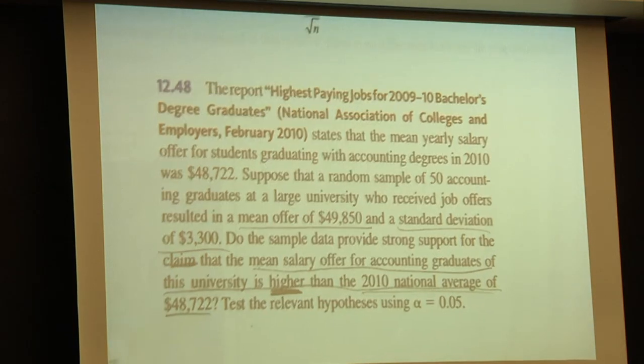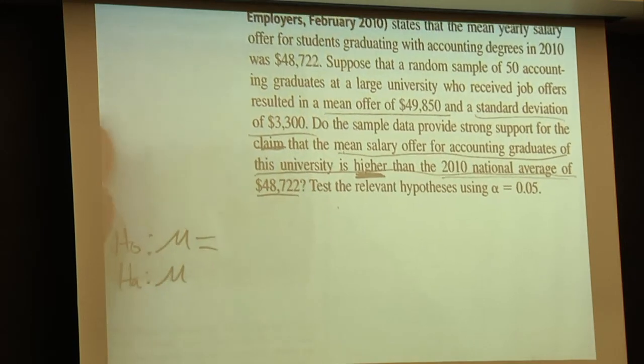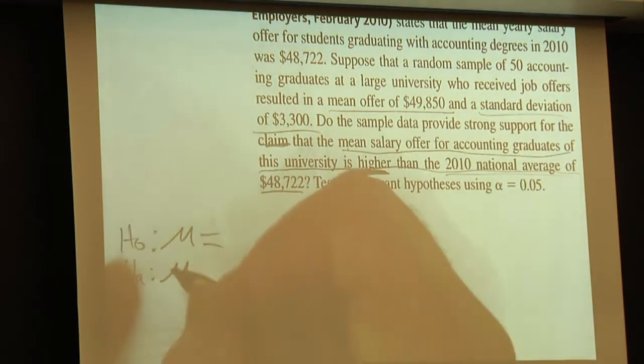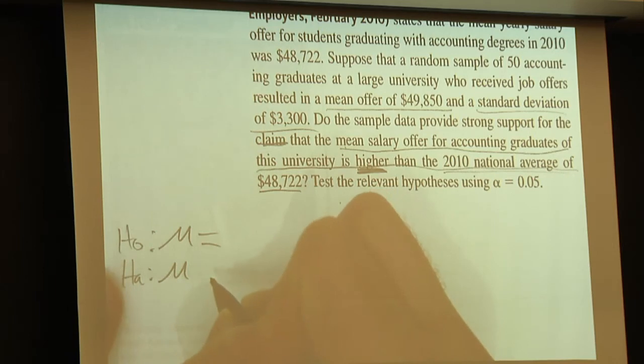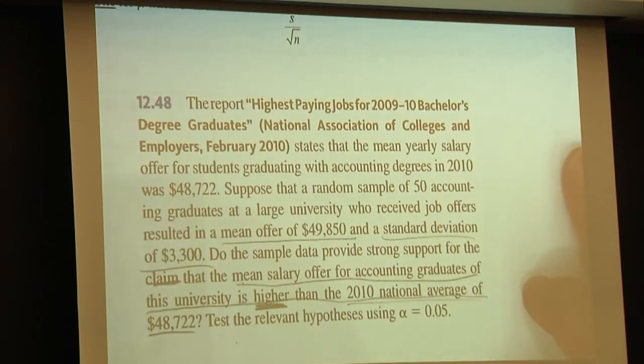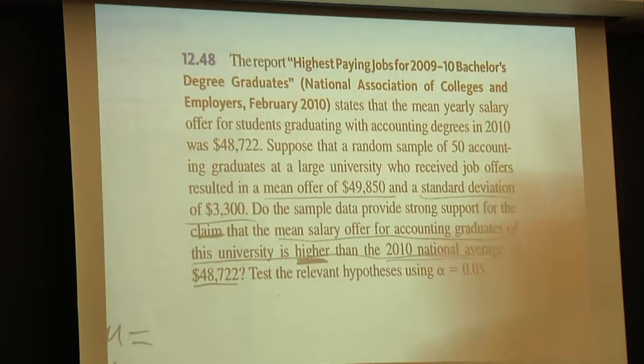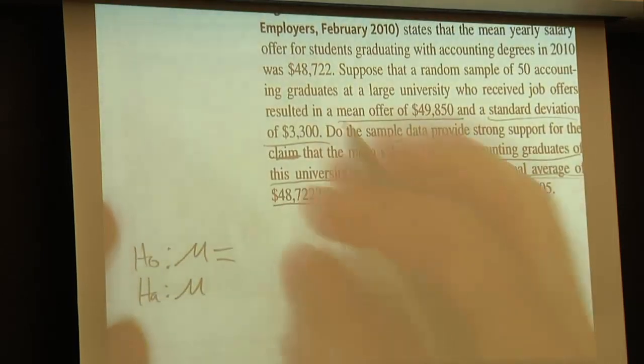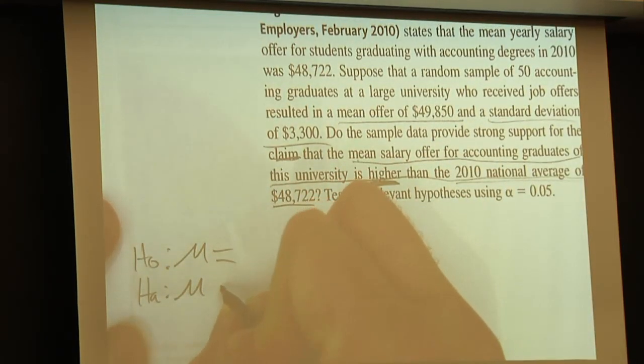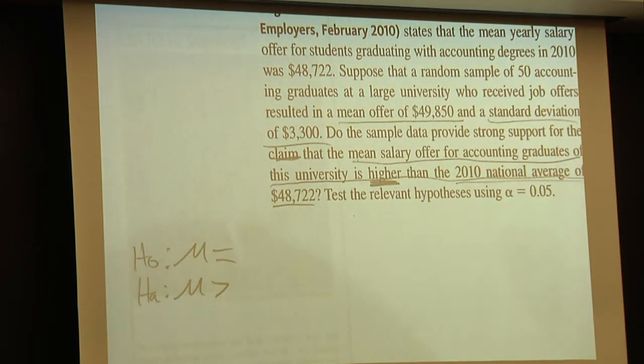Okay? So that means in my H0 and HA here, what do you think our sign will be for HA? Are we going to be looking at not equal to, greater than, less than? What do you guys think based on the wording? Greater than, right? We want to know if it's higher, right? So if higher means more than, which means greater than, then write that. So we have our greater than.